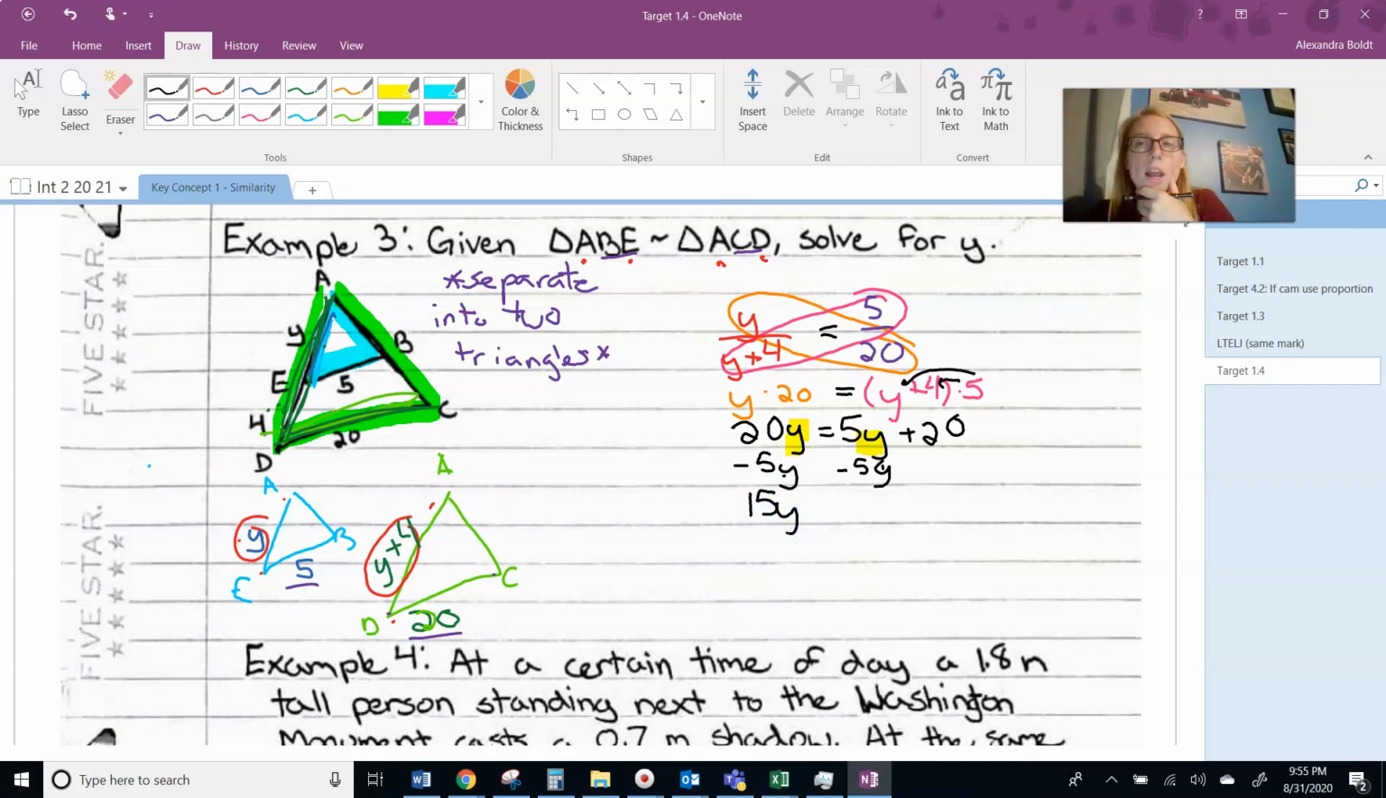Okay, so 20y minus 5y is 15y. These cancel and we're left with 20. Then again, we're solving for y, so I'm just going to divide both sides by 15.